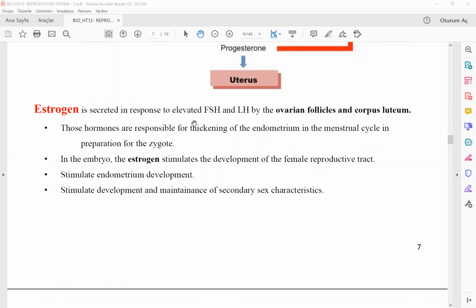Estrogen is secreted in response to the elevated FSH and LH by the ovarian follicle and corpus luteum. Those hormones are responsible for thickening of the endometrium, which is due to both estrogen and progesterone. Also in the embryo, estrogen stimulates the development of the female reproductive tract and endometrium, and it is also important during puberty for secondary sex characteristics in females.